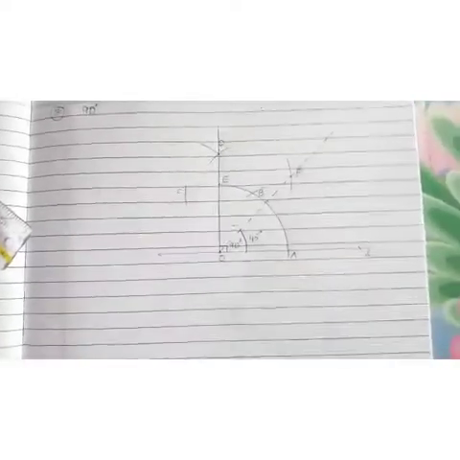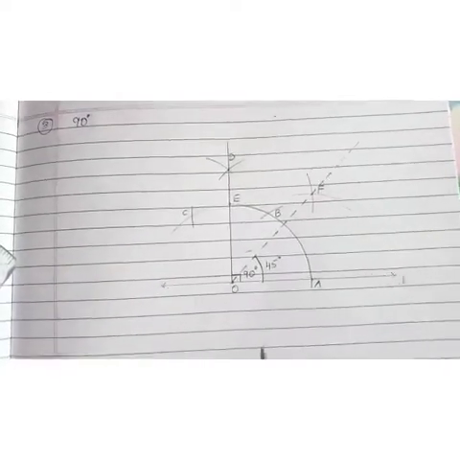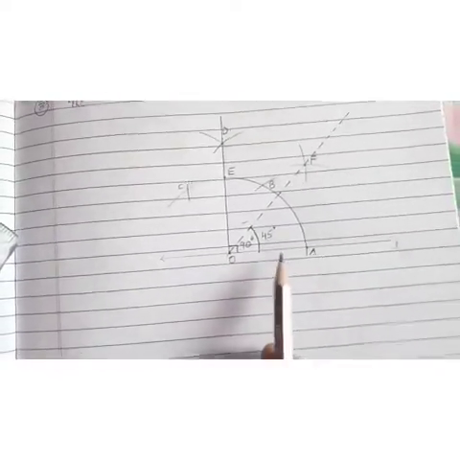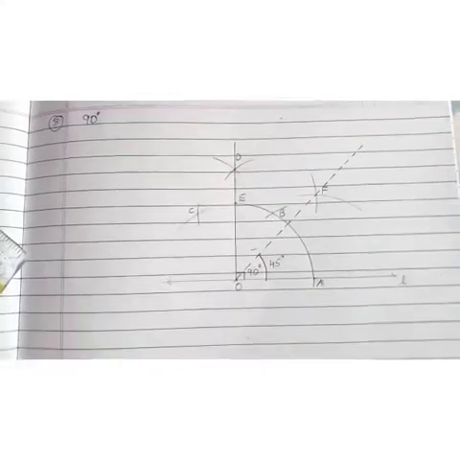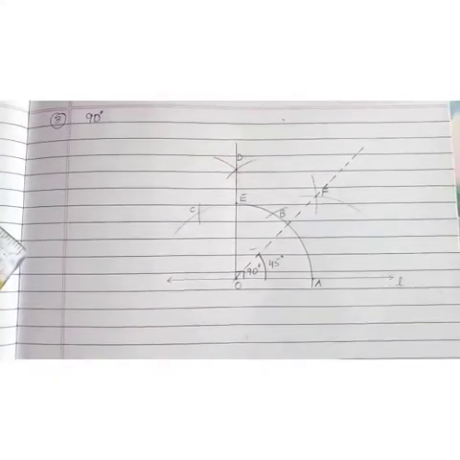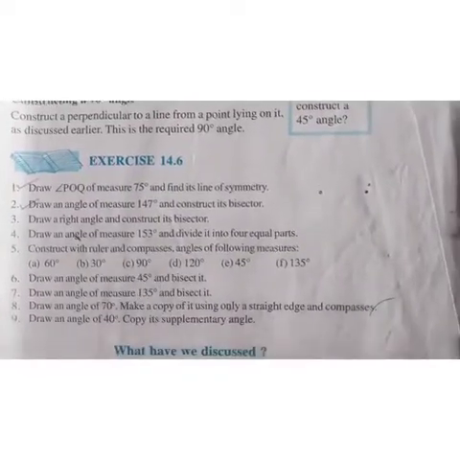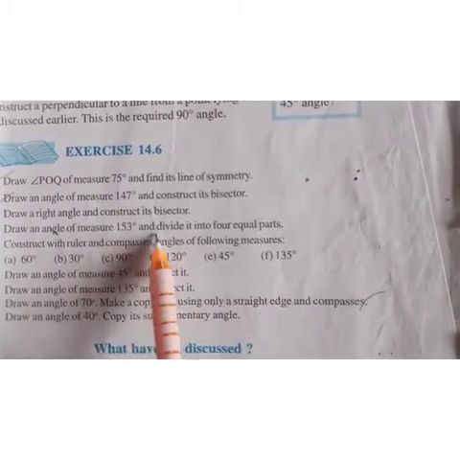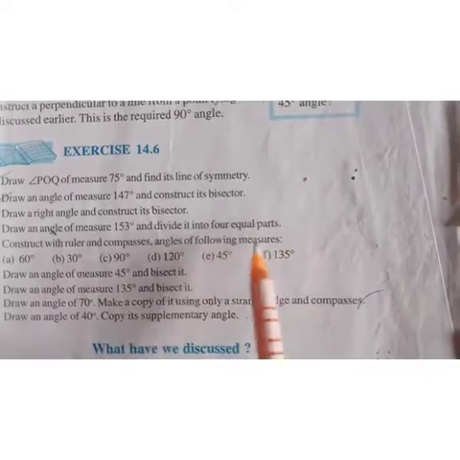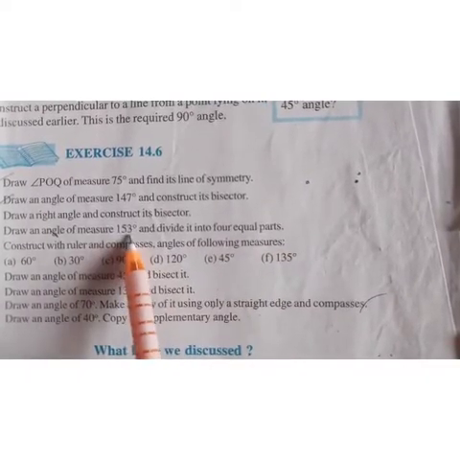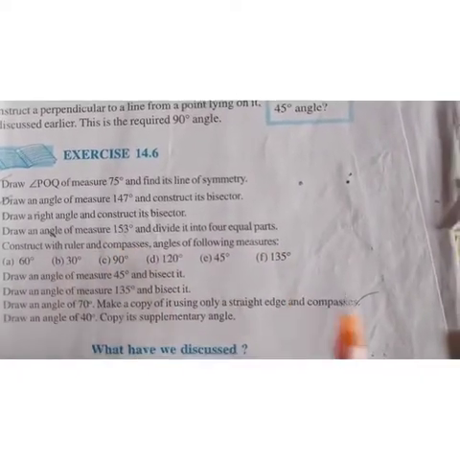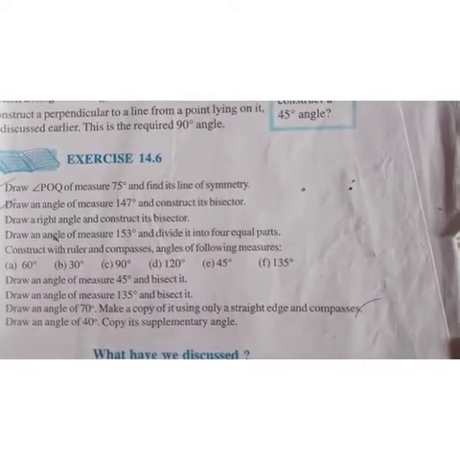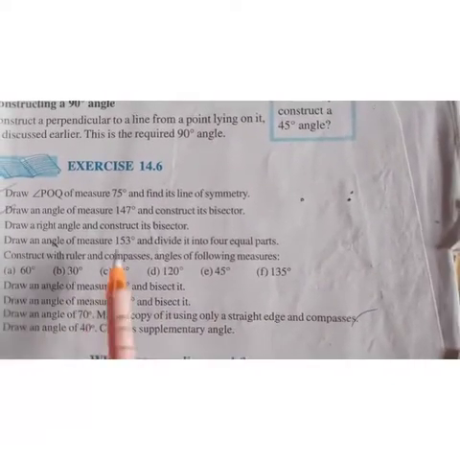Now let us move on to the next question. Just follow the steps which I am telling you. You will get the exact measurements. Don't get confused. Draw an angle of measure 153 degrees and divide it into 4 equal parts. So children, 153 is not a standard measurement where we can divide 60 degrees, 90 degrees, 120 and find out. So what we will do?